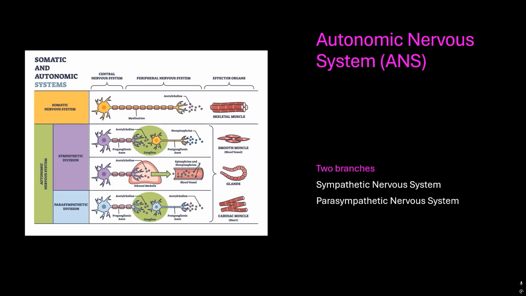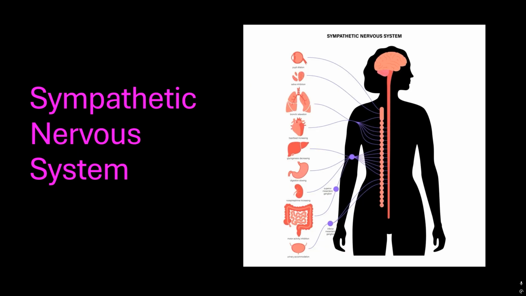We're going to look at those in a little more detail. So our sympathetic nervous system, also known as our fight or flight. Now what this does is this prepares us to act. This is what kicks in if there is a threat detected.